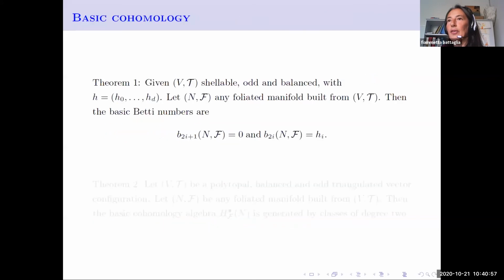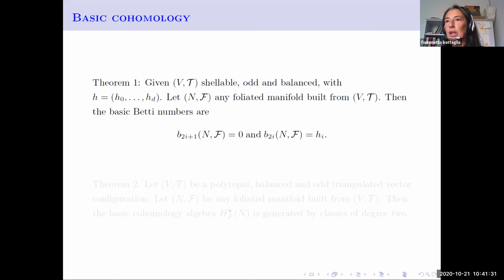And so we prove here that we compute the Betti numbers of the basic cohomology of any of these foliated manifolds, and F depends on the pair VT, so it depends on the original starting triple, and so on the combinatorial type of the fan, essentially.